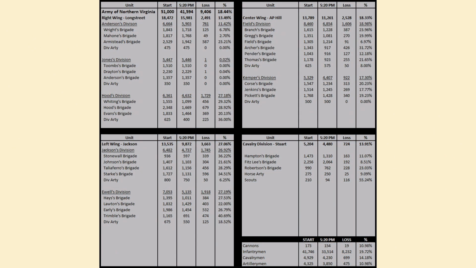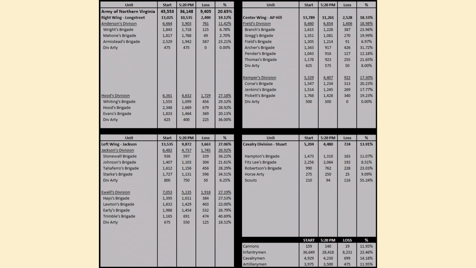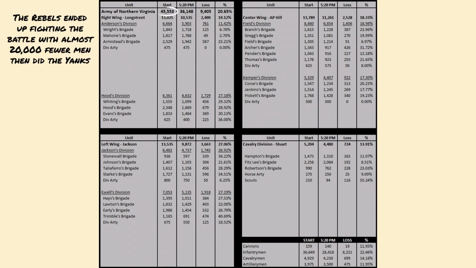Moving to the Confederate order of battle now. Jones's division never became engaged in this battle, so let's just delete their division from this chart. There we go. The rebels ended up fighting the battle with almost 20,000 fewer men than did the Yankees. The rebels fielded about 45,553 men against the Federals' 65,000.